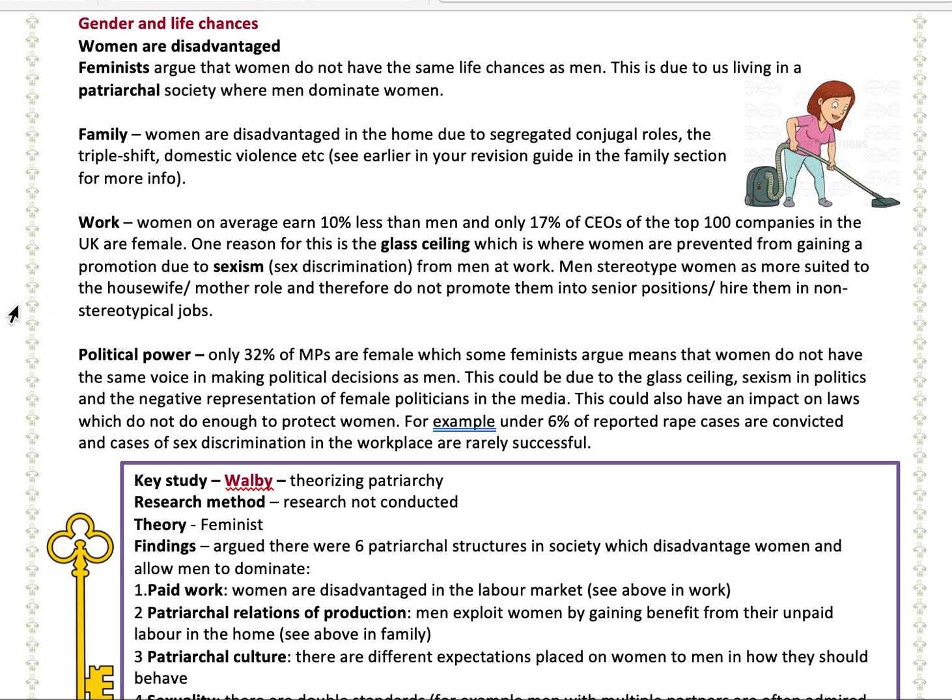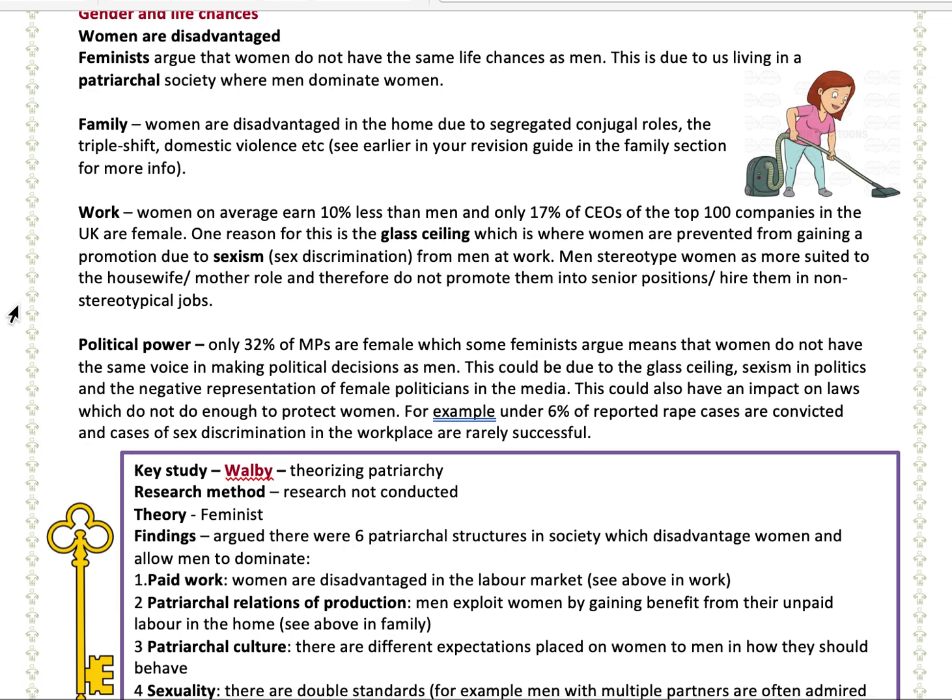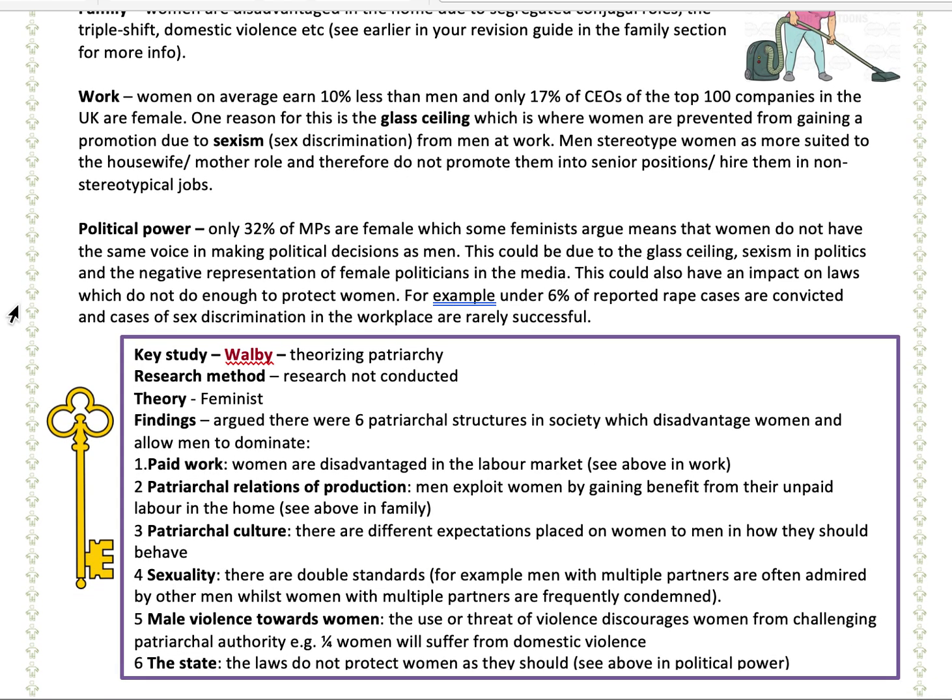Gender and life chances. So Walby is the main person you would want to talk about here. So Walby is a feminist and she refers to the six patriarchal structures. She argues that these six here are the main areas where women are disadvantaged. Obviously in an essay you would just pick three of them.